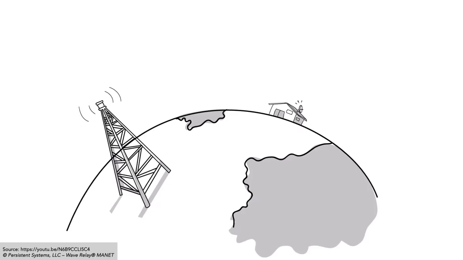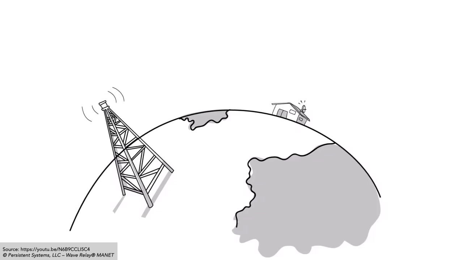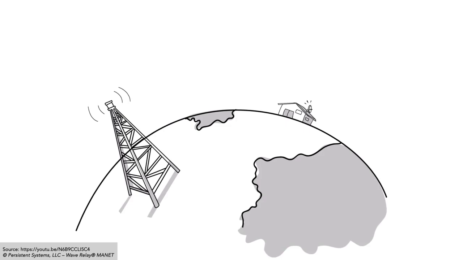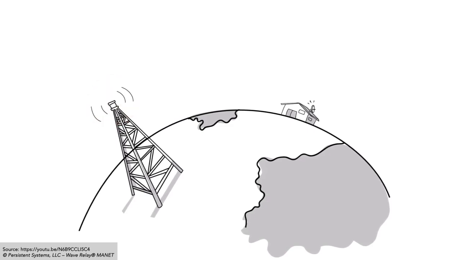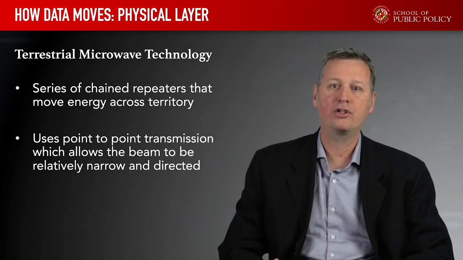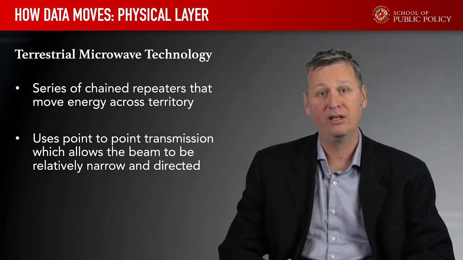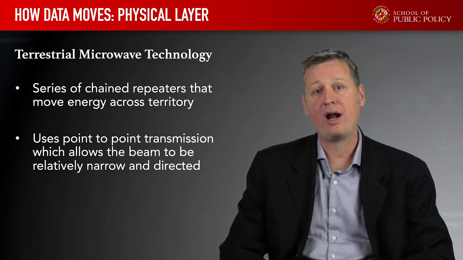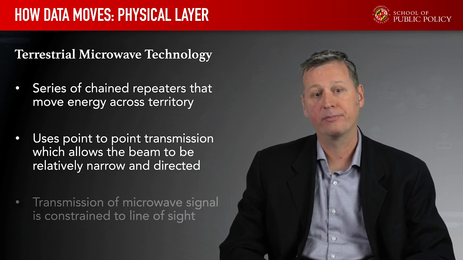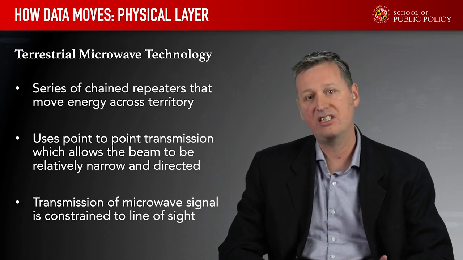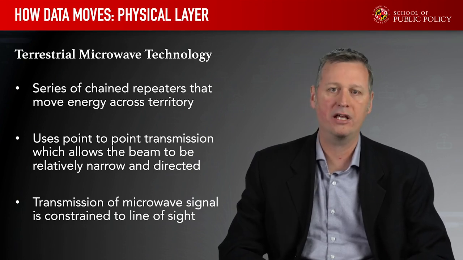There are some challenges with that because, as we know, the Earth is round. If those two repeaters are not close enough together, then the curvature of the Earth will cause that beam of energy to shoot out into outer space. So we need to make sure that we are close enough so that the series of repeaters can transmit that energy. So it is constrained to the line of sight. So you need several towers grouped together in order to move this energy.